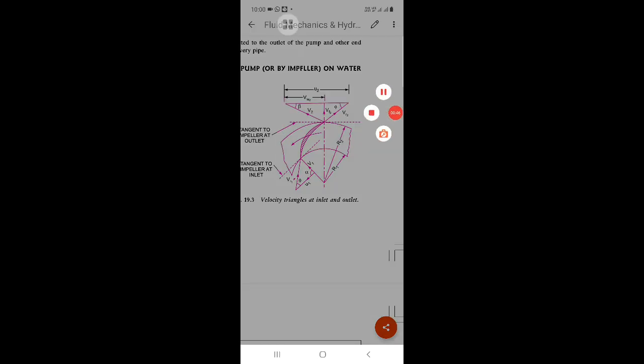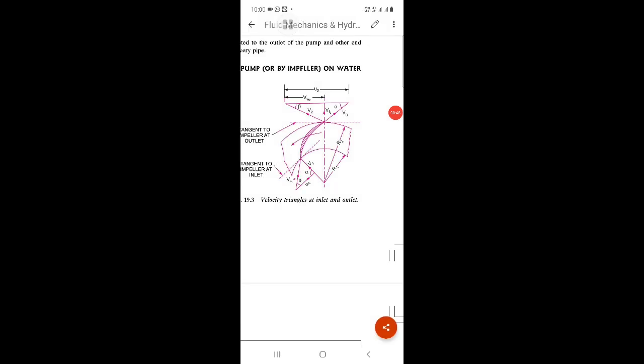Carefully, there is Vf1, U1, theta, and alpha is the inlet angle of water, Vw2, U2, beta, theta, and flow velocity Vf2 at the outlet. So firstly, draw the diagram.